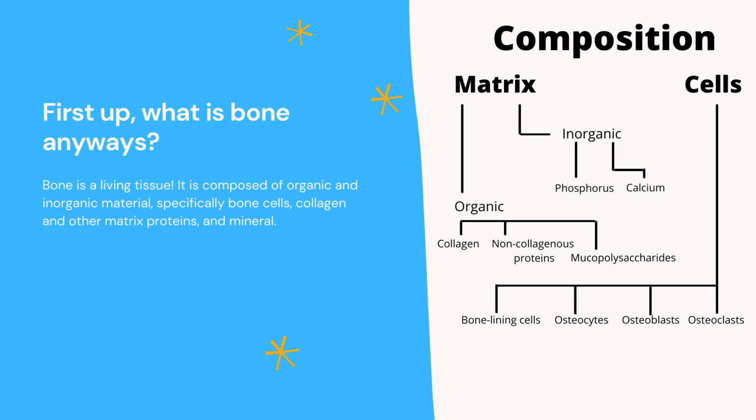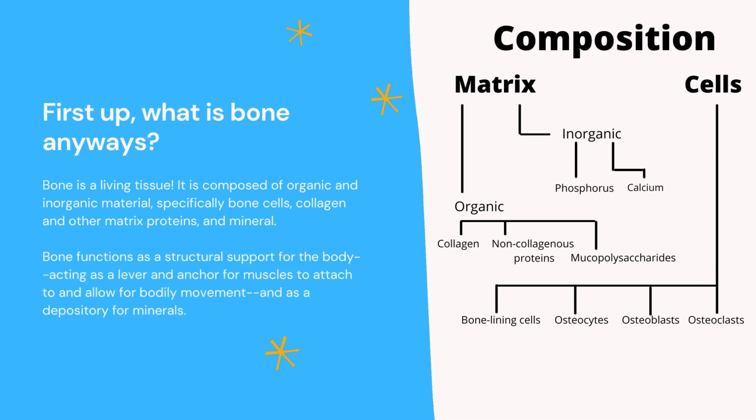Bone is a complex tissue that is made up of organic and inorganic material, specifically bone cells, collagen, matrix proteins, and mineral. The organic material, like collagen, provides flexibility to the bone, while the inorganic material, like mineral, allows bone to withstand the extreme pressures the body experiences without breaking.